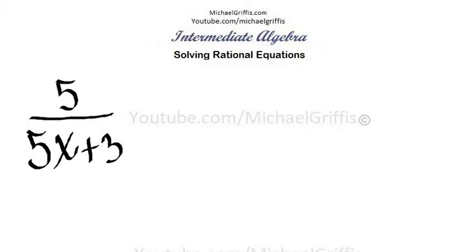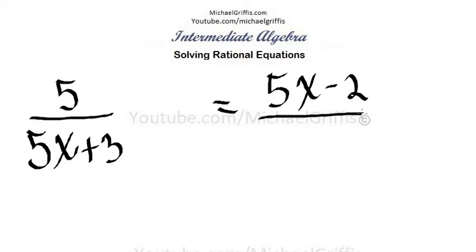We have 5 over 5x plus 3 equals, we'll try to space this one out a little bit, 5x minus 2, allowing me to write. Kind of ran out of room on that last problem.